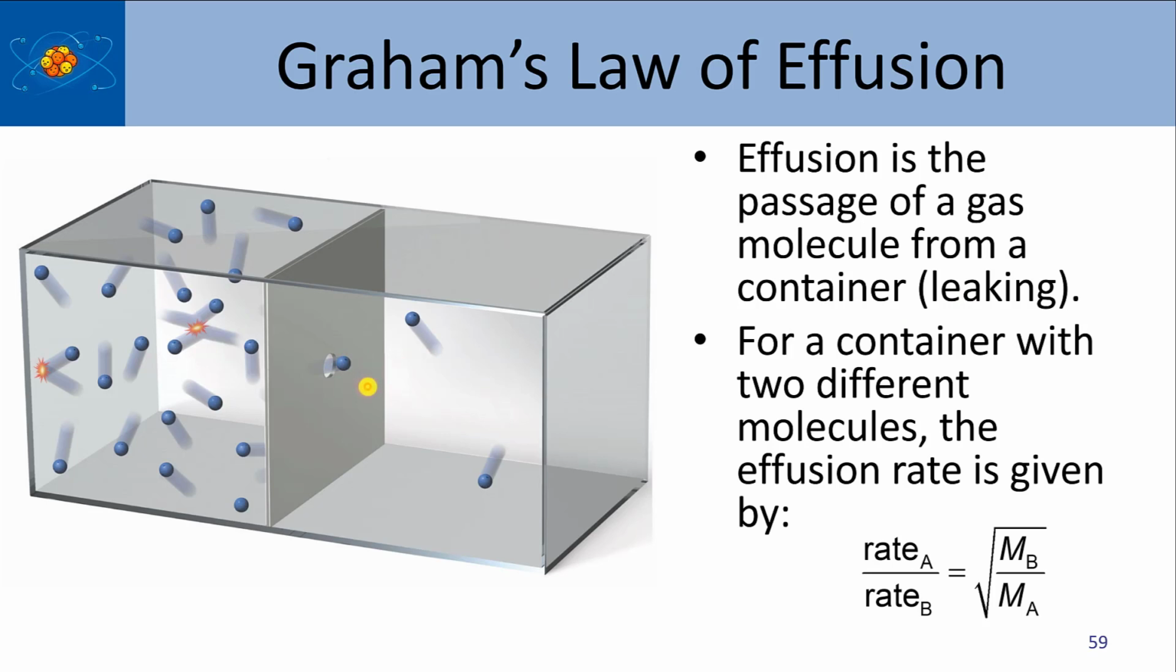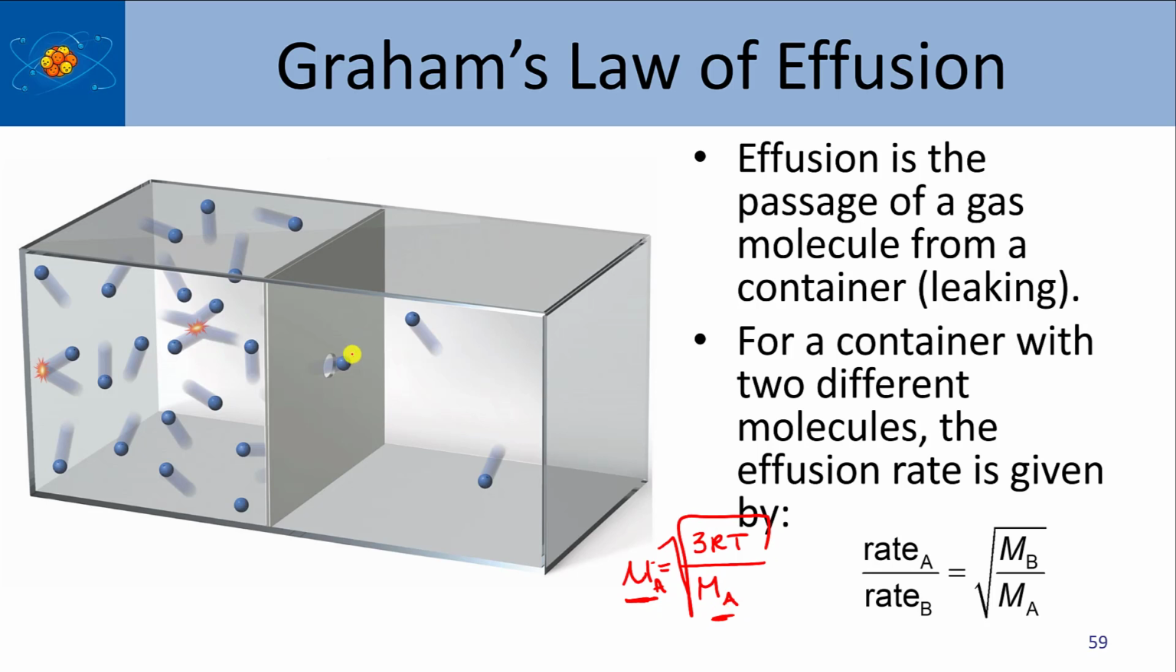And it turns out that if you have two different molecules, you can calculate the relative rates of effusion based on this equation here. Now, what does this equation come from? If you remember the RMS velocity equation, u is equal to the square root of 3RT over the molar mass. So this is, say, of A, so I'm going to put an A down here. You notice the velocity is inversely proportional to molar mass.